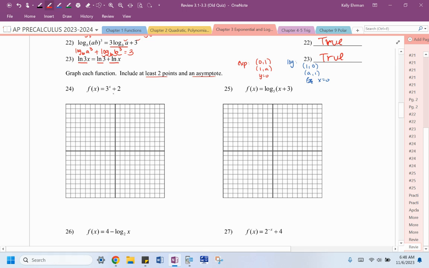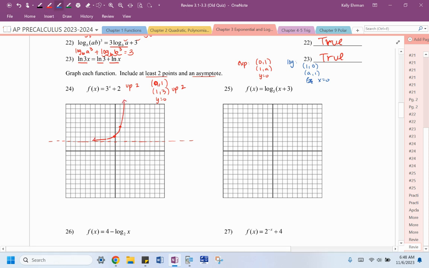So this is exponential. This graph has been shifted up 2 units. So the original points are (0, 1), (1, 3), and y equals 0. And then we're going to go up 2. So that's going to move y equals 0 up 2. So draw in your horizontal asymptote. The point that was at (0, 1) goes up 2. And the point that was at (1, 3) goes up 2. And then you sketch in a smooth curve for the exponential graph.